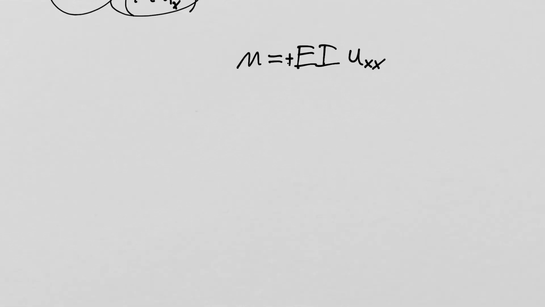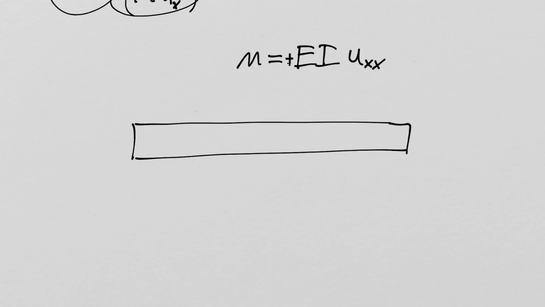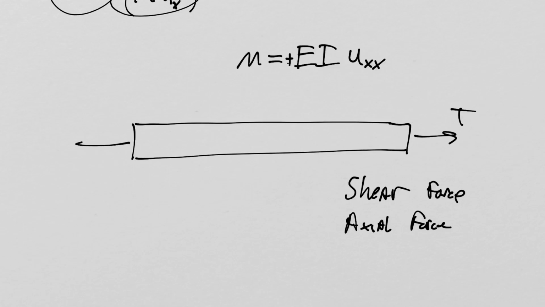Now, another important thing we have to understand is another way of looking at the moment. If we have our rod, beam, or stiff wire, we have these things called shear forces. We have to understand the difference between a shear force and an axial force. The axial force is the tension in the wire. This is the tension of the guitar string. Shear forces are applied perpendicular to the wire.